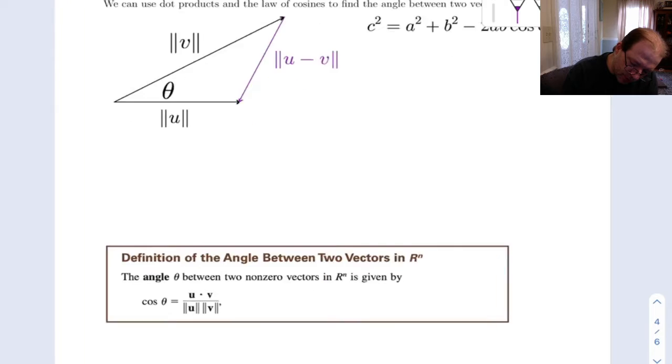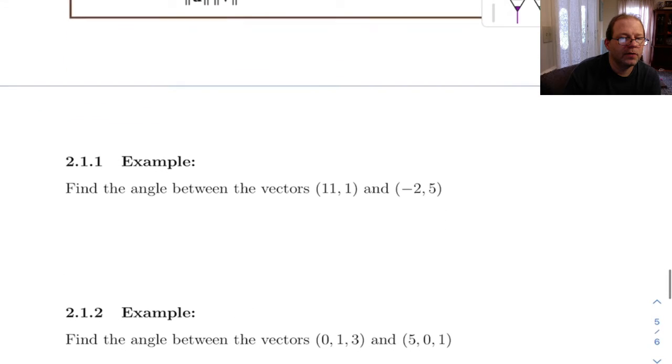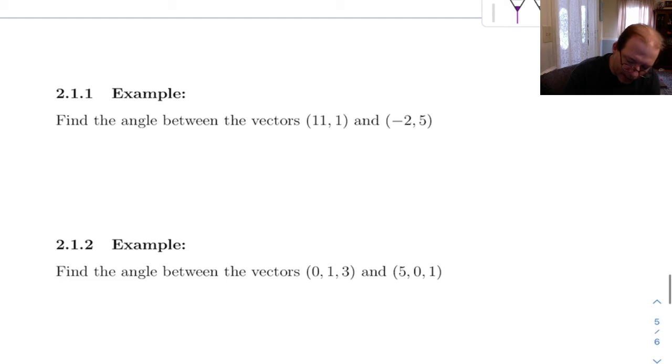So the angle between two non-zero vectors in Rn is given by this. Cosine of theta is u dot v over the length of u times the length of v. So let's do a couple of examples. Find the angle between these two vectors here, 11, 1 and negative 2, 5.